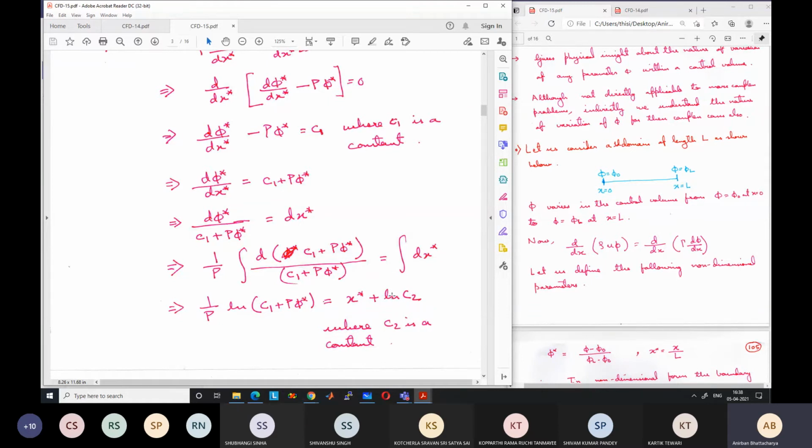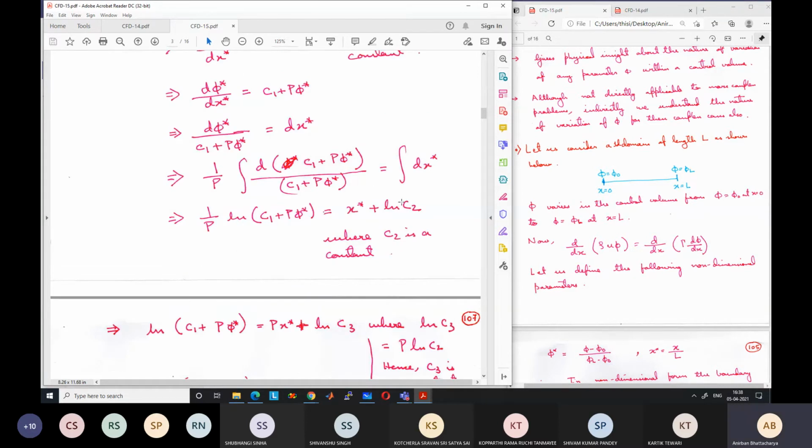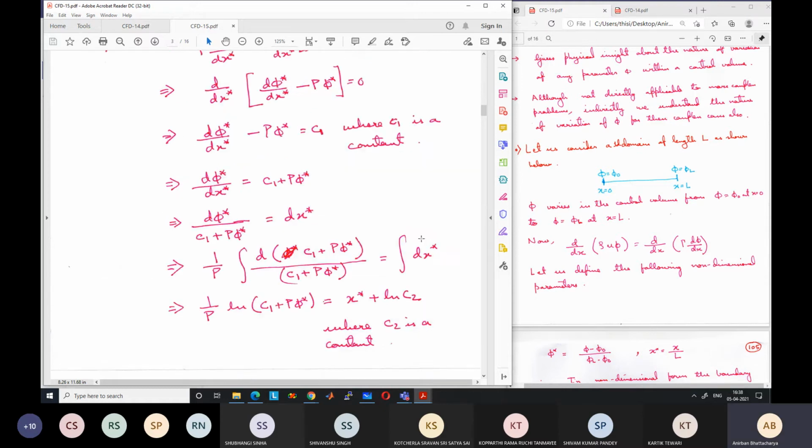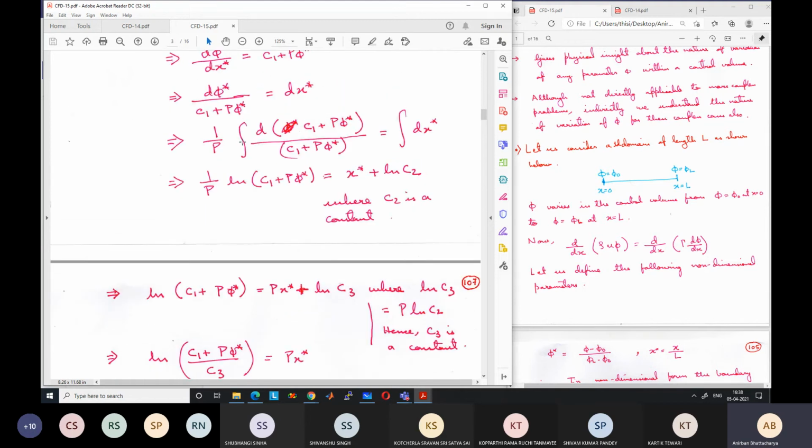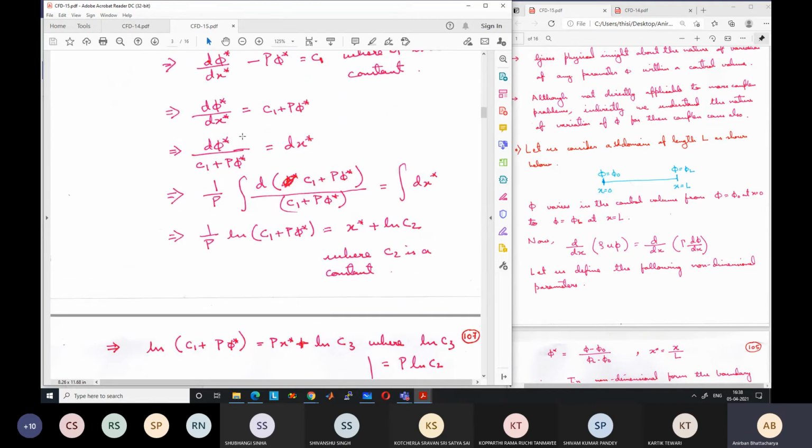We are writing the constant as, say, c2 dash. So c2 dash is nothing but log of c2. We have a reason for writing this, because it is easier to derive the final form in this way. So (1/p) log of (c1 + p phi star) is equal to x star plus log of c2. So we have two constants, c1 and c2, which we have to obtain using the boundary conditions. Let us simplify this further first, then we will use the boundary conditions.